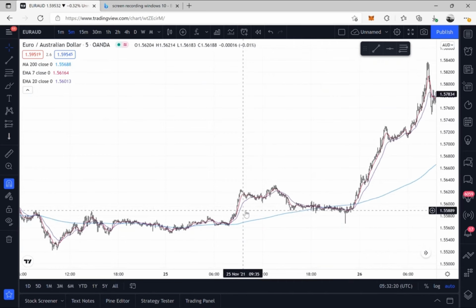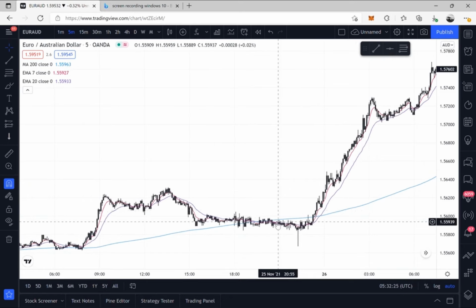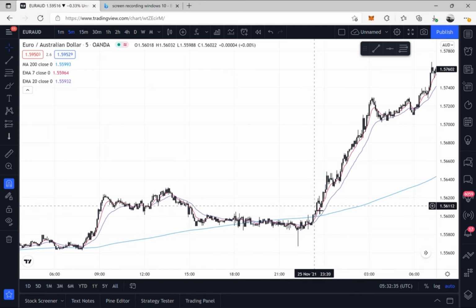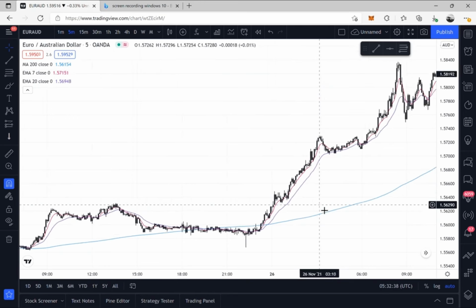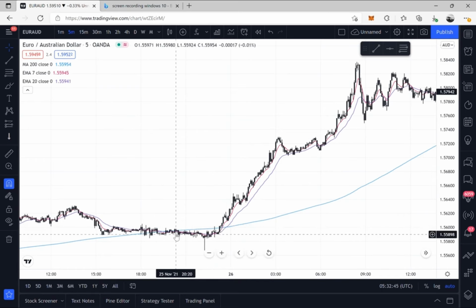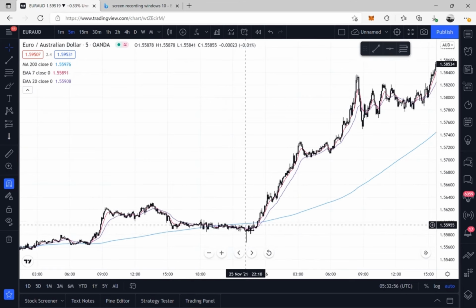I remember I entered, so the lines crossed here. I entered a sell, it dropped, and then I exited my trade. And then this next opportunity, I missed it because I was sleeping. But as you can see, you can enter multiple trades. Well, not multiple, I mean there's gonna be lots of opportunities. You just have to take most of them.